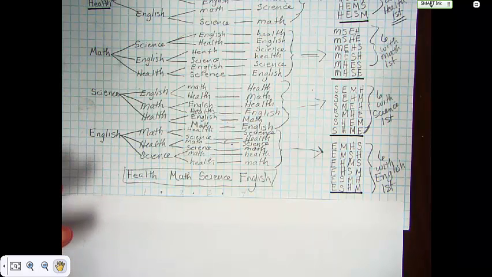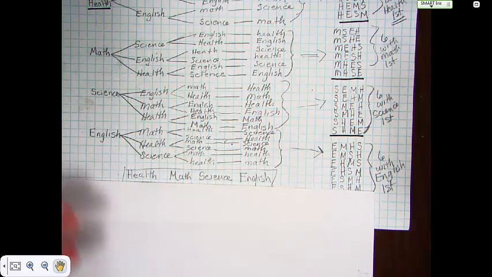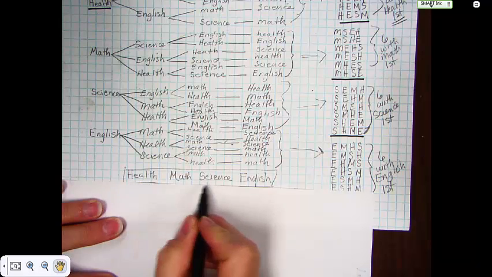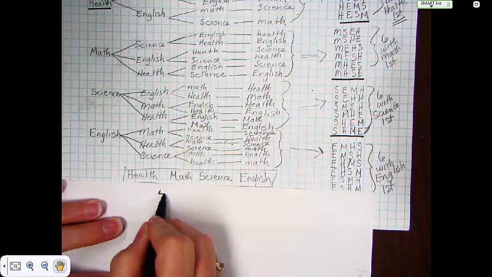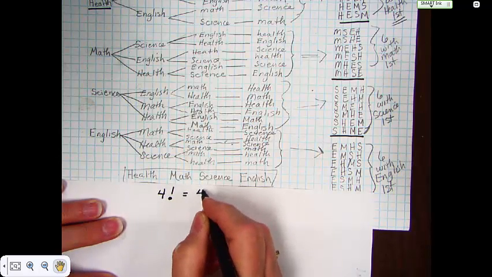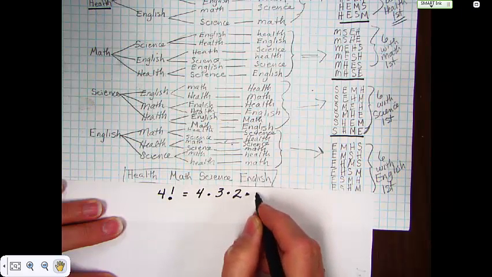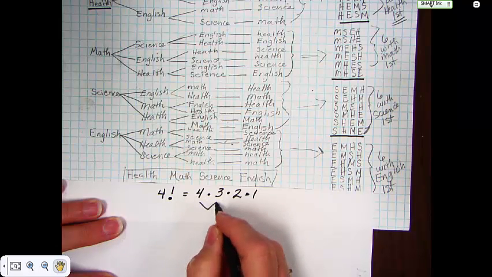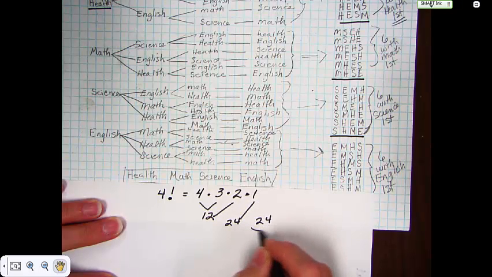But guess what? We already know how to get that number without even writing them. If we have 4 classes, health, math, science, and English, we can use 4 factorial, which is 4 times 3 times 2 times 1. 4 times 3 is 12, times 2 is 24, times 1 is still 24. 24 combinations or permutations.